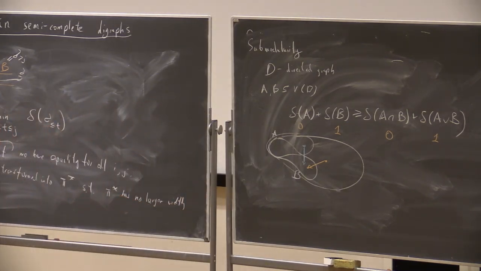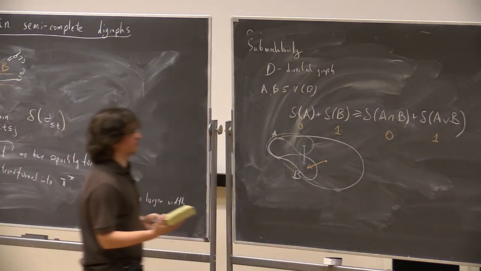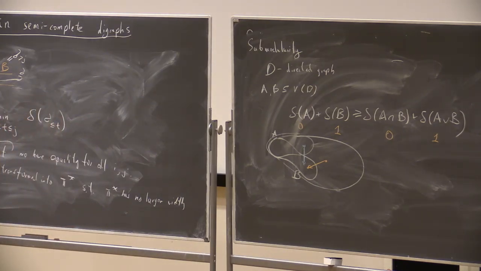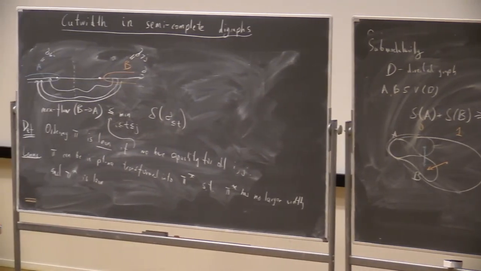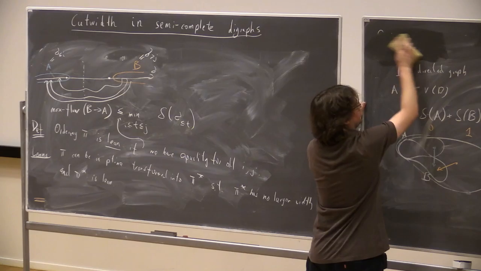Yes? So this is the proof of submodularity. And it's a very important property of cuts in directed and undirected graphs. So how do we use now submodularity to prove this? To prove that every ordering of a directed graph can be leanified.